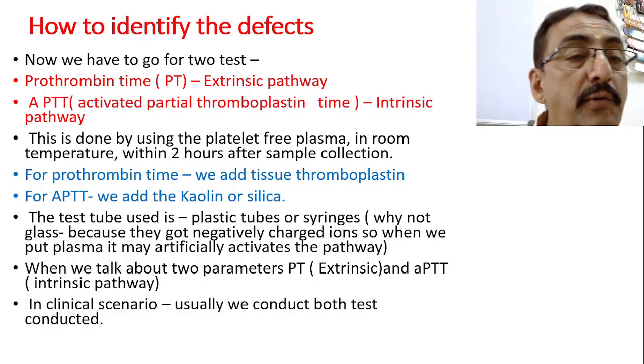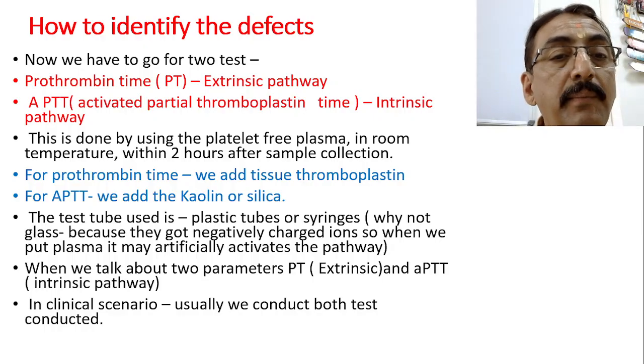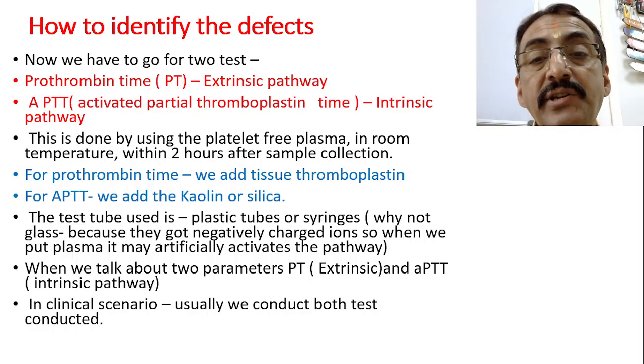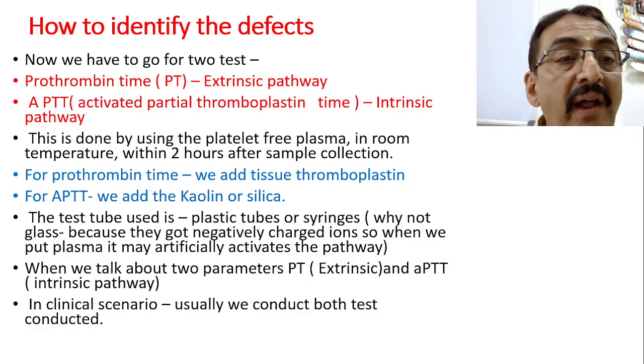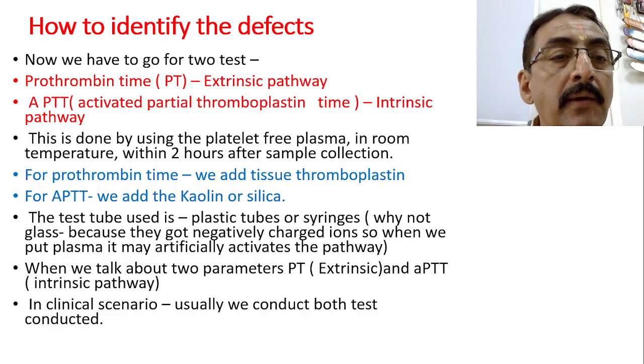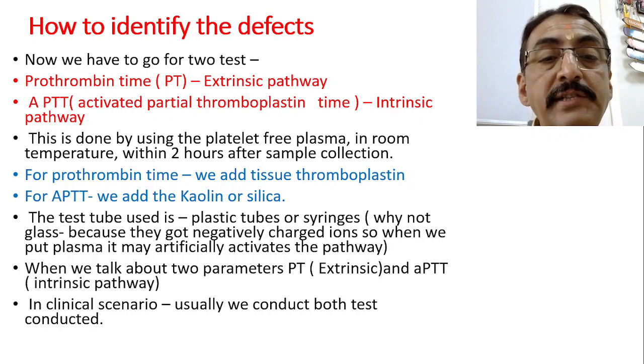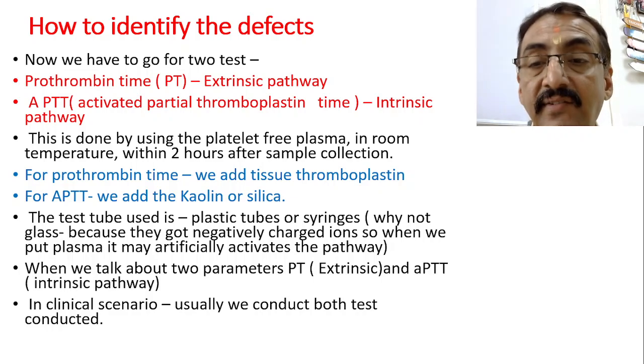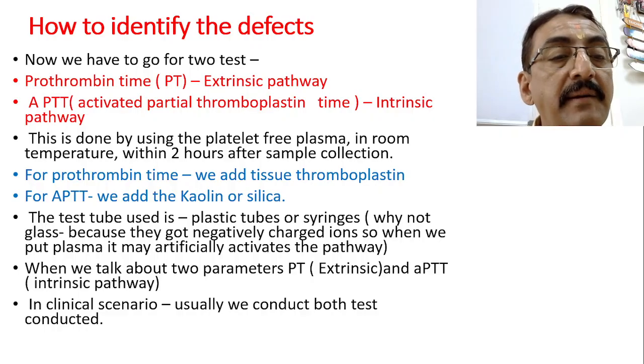Why are we not using any glass tube? The reason is very simple, because glass has negatively charged ions. So when we put plasma, it may artificially activate the pathway. So when we talk about the two parameters, PT is for the extrinsic and APTT is for the intrinsic pathway.